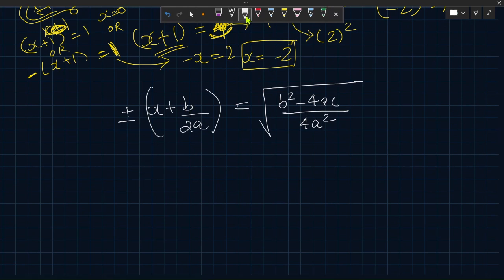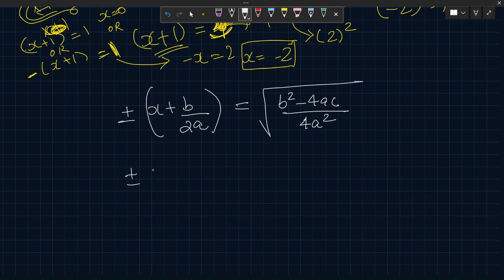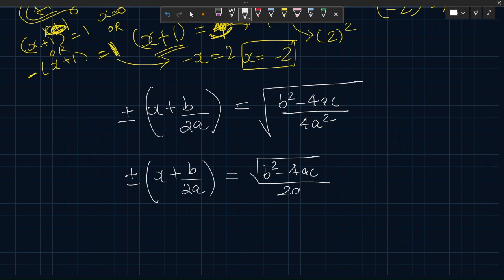Which means I can write plus minus x plus b by 2a equals square root b square minus 4ac. Note that the square root of 4a square is just 2a. You might say that even minus 2a square is 4a square. Yes, you are correct. And perhaps you could have written this as minus.